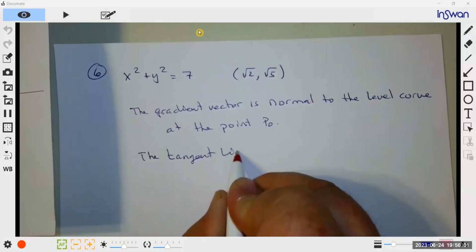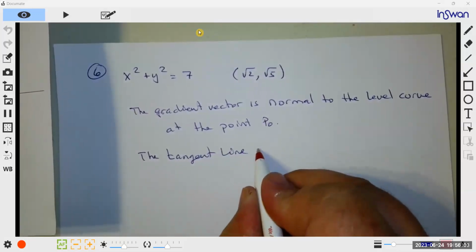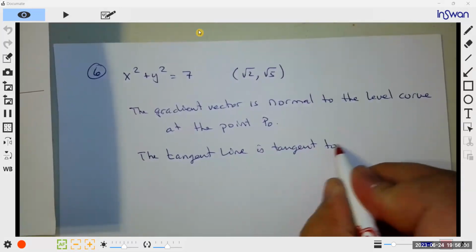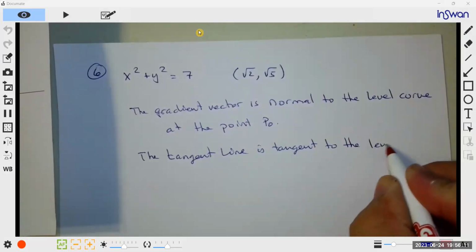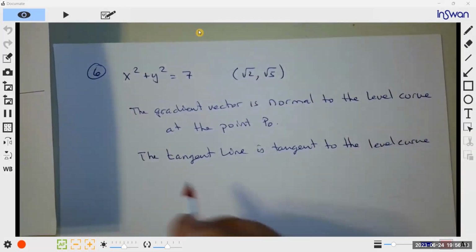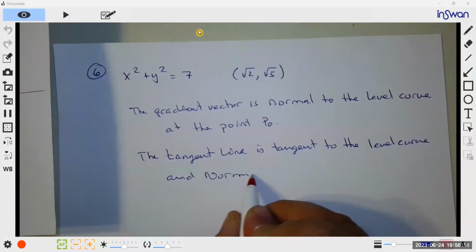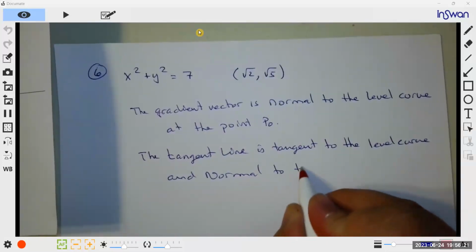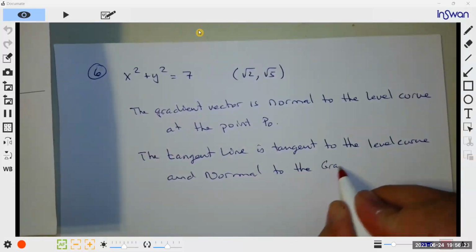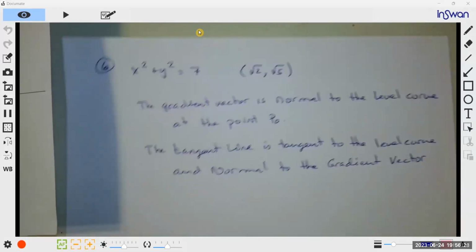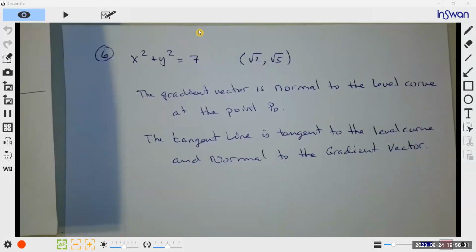The tangent line is tangent to the level curve and normal to the gradient vector. That'll help us when we do our drawing. So the tangent line has to be normal to the gradient vector, which once we find the gradient vector, it's got to be perpendicular.